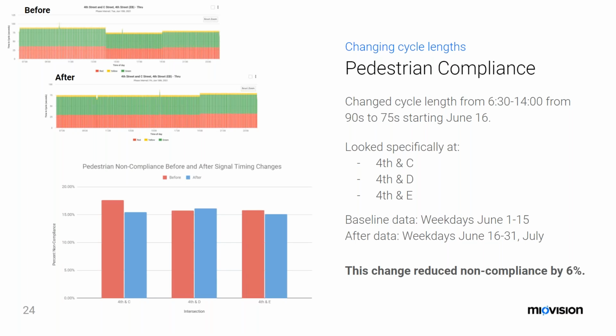And we found that the most significant difference was at 4th and C. That did make a significant impact there, a significant reduction in pedestrian non-compliance. And overall at these 3 intersections, we did see a reduction in non-compliance of 6%. In this case, non-compliance means pedestrians were walking through the crosswalk during the don't walk phase. So a reduction of 6%, definitely a good start. Hopefully they'll continue trying things here, but definitely a positive result.